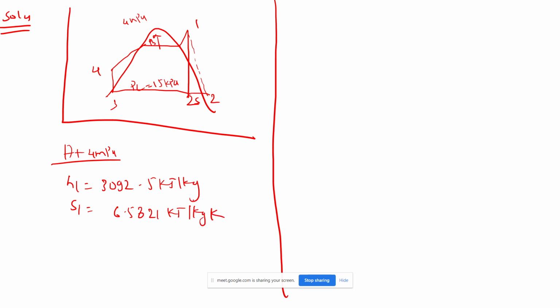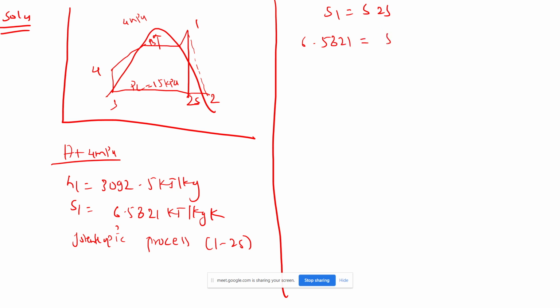Okay. So since process 1 to 2s is an isentropic process, and in an isentropic process the entropy remains the same, S1 will equal S2s. From this, we can determine the quality of steam at the exit of the turbine. So what is the value of S1?